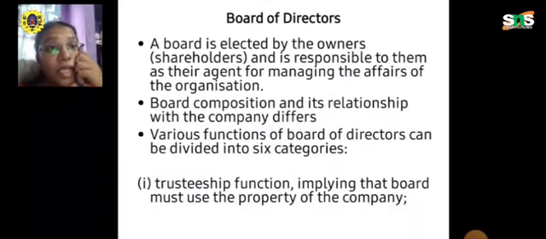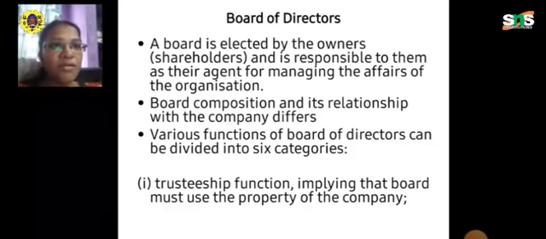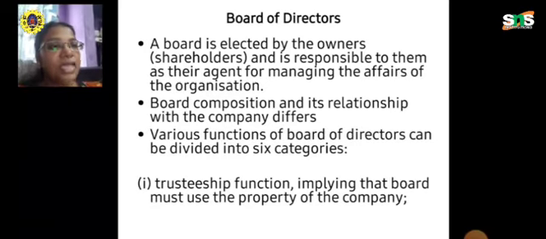So coming now to the individual top management people. Who is the board of director? He is the one who is elected by the owners, that is the shareholders, and is responsible to them as their agent for managing the affairs of the organization. So he will have a relationship with the company. And the various functions of the board of directors can be divided into mainly 6 categories.